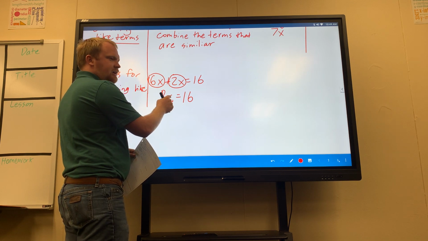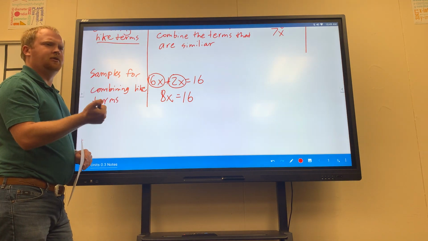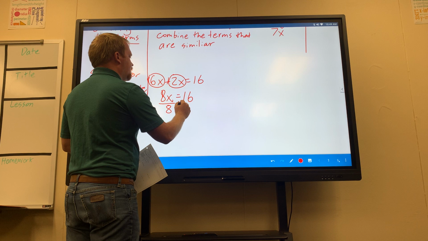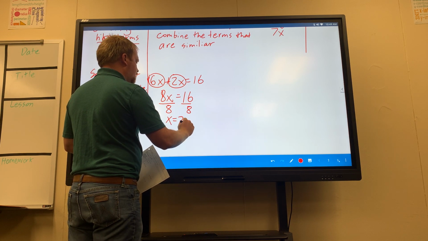So I got 8x, 8 times x equals 16. Remember, the opposite of multiplying is division. So I want to divide 8 to both sides. So x equals positive 2.